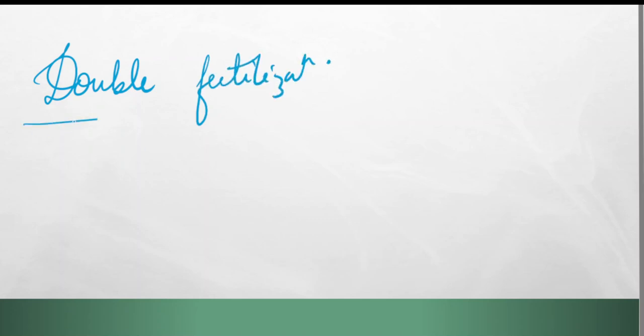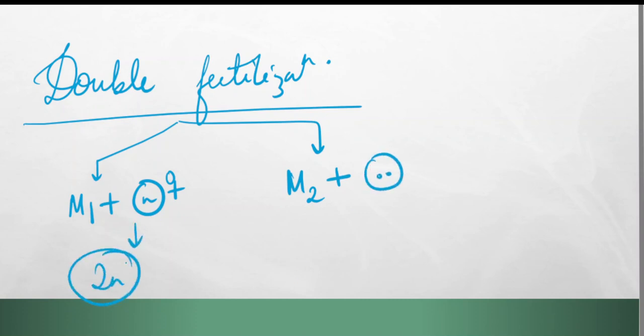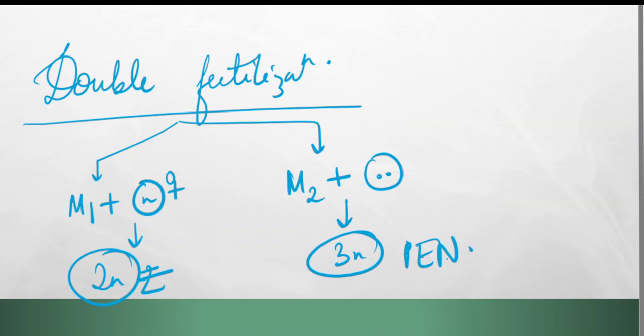Why double fertilization? Because the male gamete first was fusing with the egg, and the second male gamete was fusing with the polar nuclei. So here you get a diploid structure, the zygote, Z means zygote. Here you get a triploid structure, that is PEN. PEN means primary endospermic nucleus.